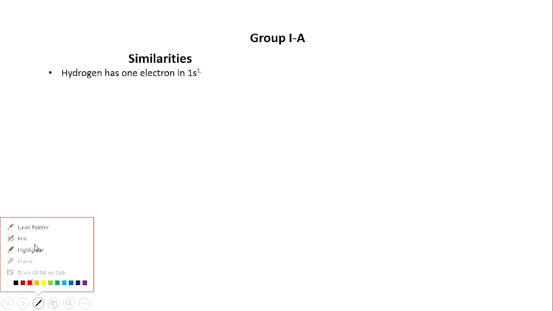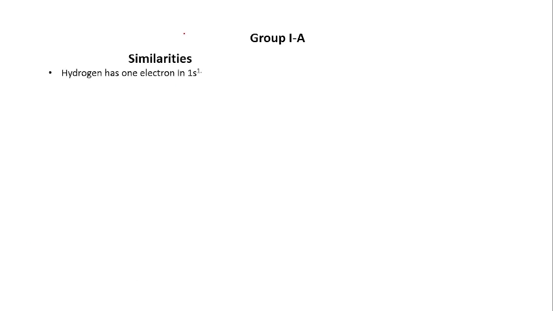Number one, hydrogen has one electron in the 1s shell. Like other alkali metals, all alkali metals have the electronic configuration ns1. Here n means any shell number, 1, 2, 3, 4, but there should be one s electron in the valence shell.